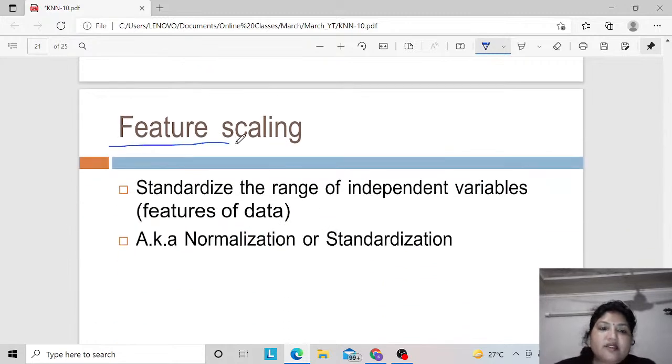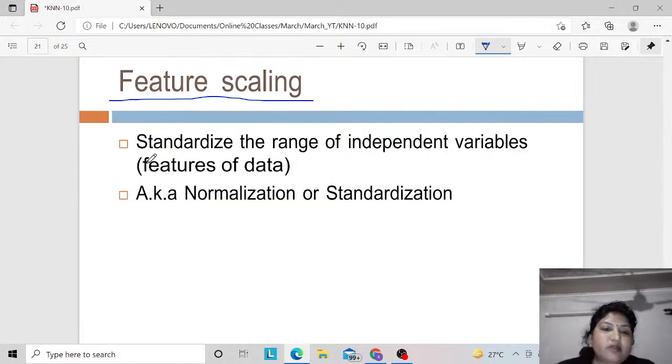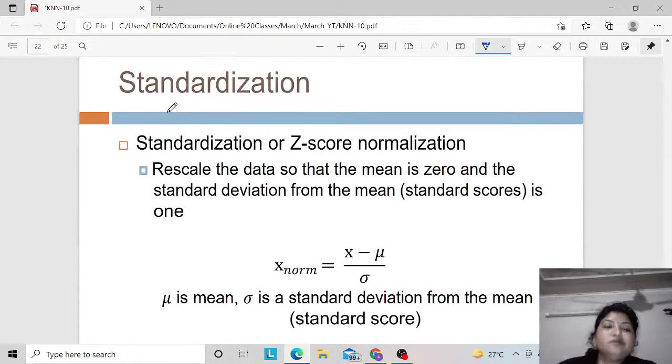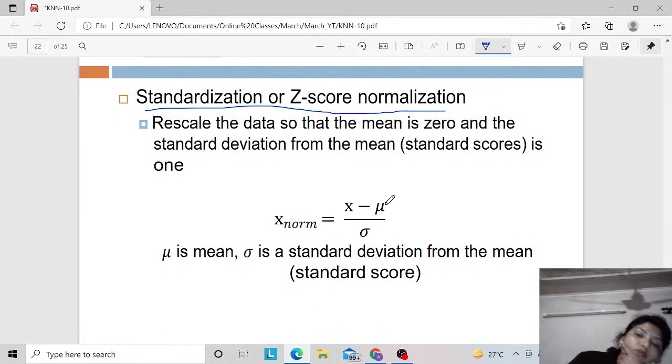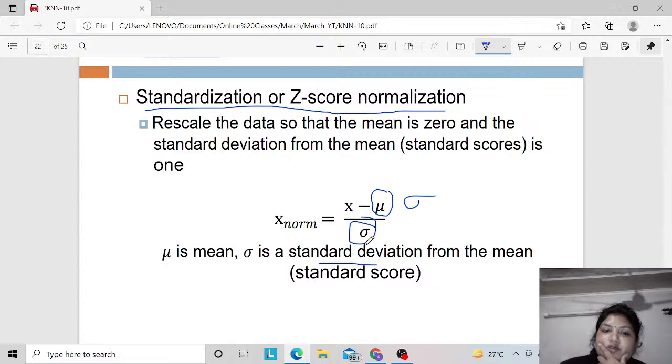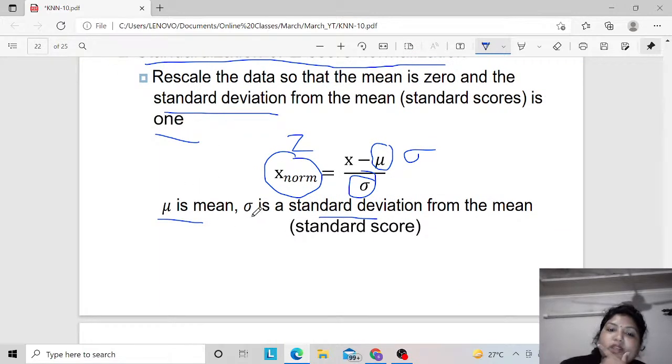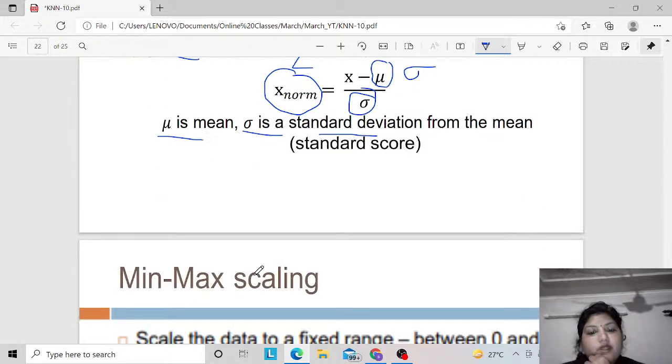Now let us understand feature scaling as well. Standardize the range of independent variables, the features of data, that is normalization or standardization. Now how we use normalization, standardization, or z-score normalization. So z-score, we basically take it as x minus mean upon standard deviation, where mu is your mean and sigma is your standard deviation. So what is the normalization formula? Your z-score formula, that is the same. Rescale the data so that the mean is 0 and the standard deviation from the mean, the standard score, is 1. So your mu is the mean and your sigma is the standard deviation from the mean.